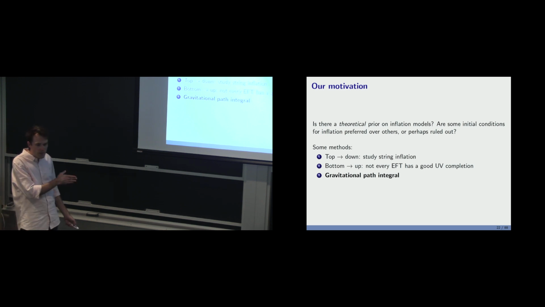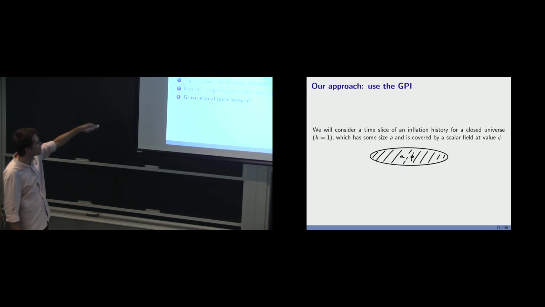Some of those models that fit the data could still be of order Planckian distance in space, so they're not parametrically ruled out. So the approach we'll take here is via the gravitational path integral, which is a different approach.